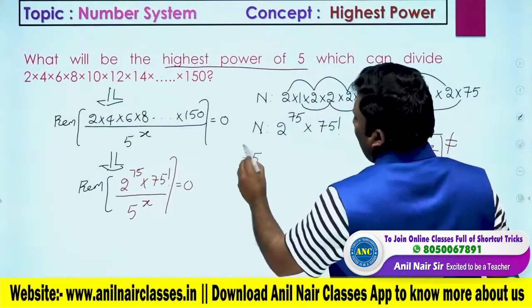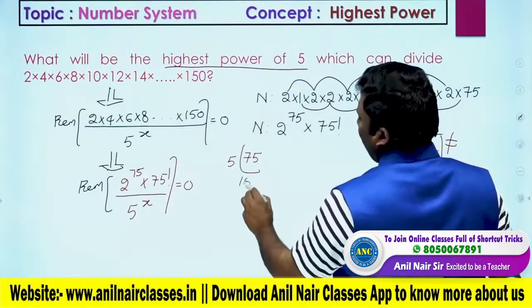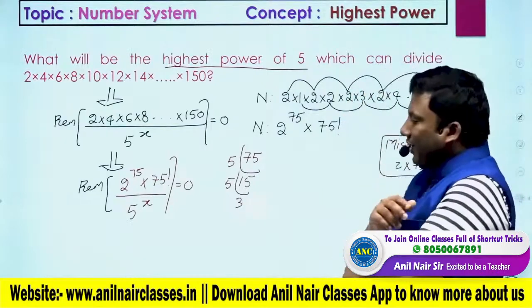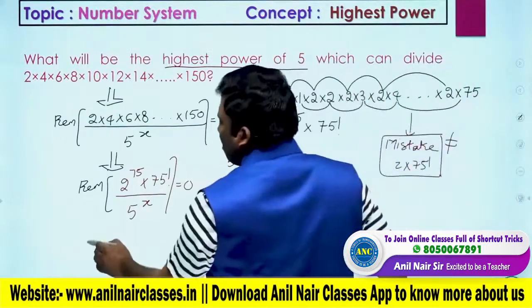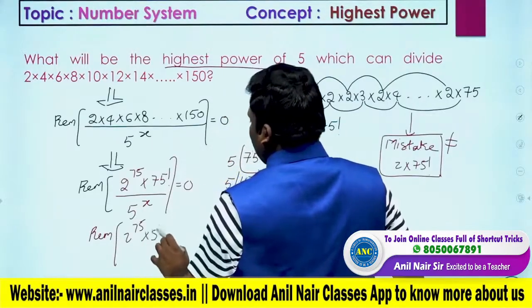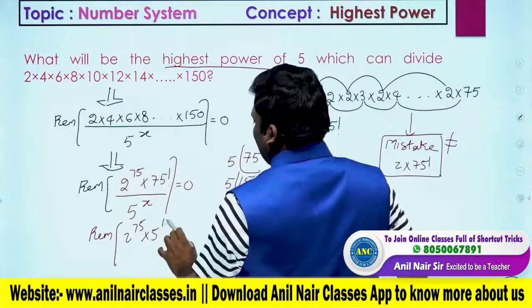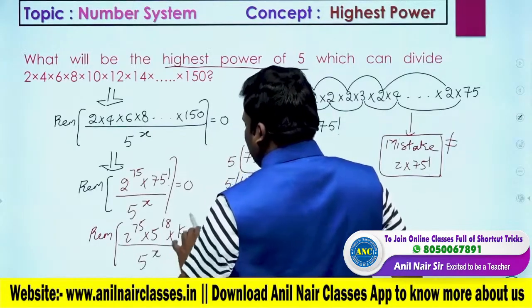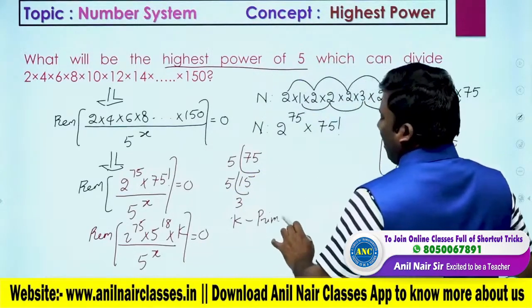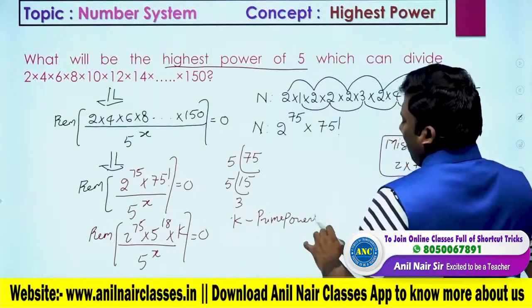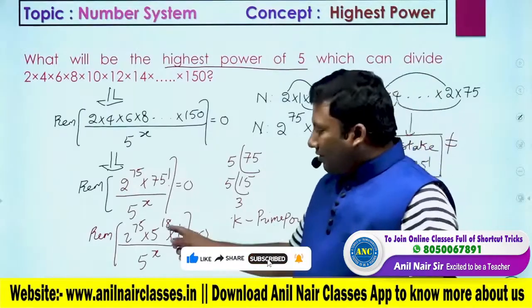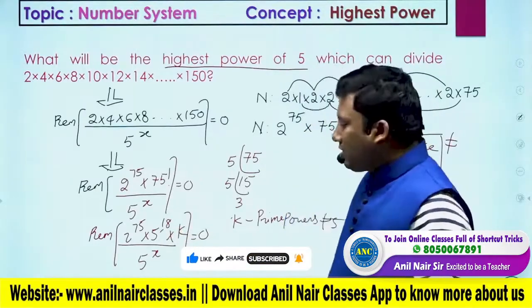75 factorial: what is the highest power of 5? 5 15s are 75 and 5 3s are 15, so 3 more, giving 18. So the highest power of 5 in 75 factorial will be 5 power 18 into k, divided by 5 power x, with remainder 0. What is k? K is the prime powers other than 5. So 5 power 18 divided by 5 power x should leave remainder 0.